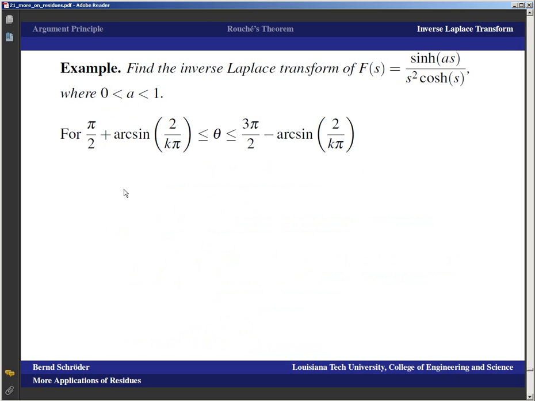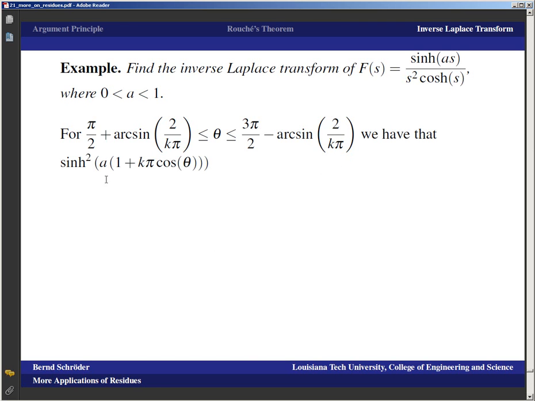Well, we have to distinguish two things. We have to distinguish values of theta where we are still close to those singularities, so those would be values of theta where we are close to the vertical line, and values of theta where we are far away from the real line. So if we're between pi halves plus arc sine 2 over k pi and 3 pi halves minus arc sine 2 over k pi, that's the leftmost part of the circle with a little stub that we have to deal with differently left out, which is the attachment to the vertical line.